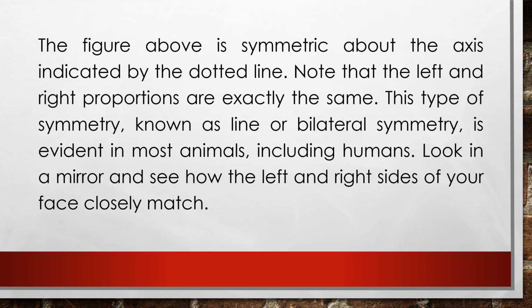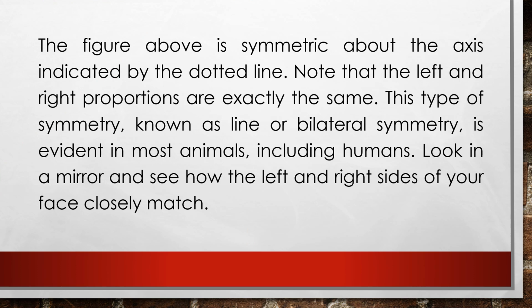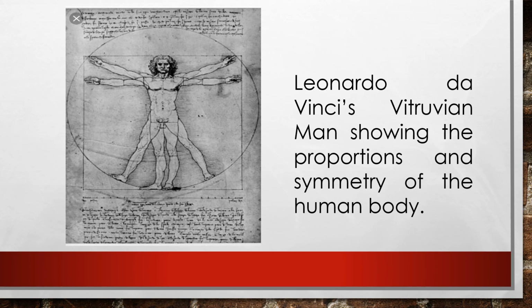So, class, if an object can be divided into just two equal parts, for example right and left, or up and down, it is called bilateral symmetry. Bilateral symmetry is evident in most animals, including humans. For example, your face. When we divide your face in the middle, it is divided into two equal parts, the left and the right. This is Leonardo da Vinci's Vitruvian Man. It shows the proportions and symmetry of the human body. If we divide it, the left and right parts are equal.